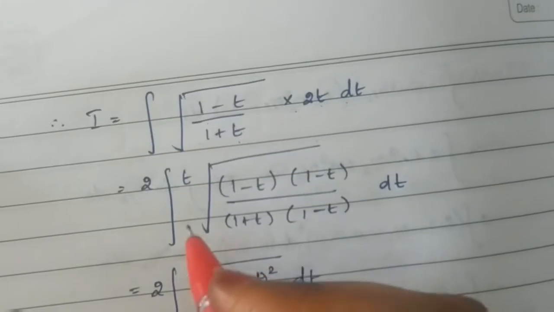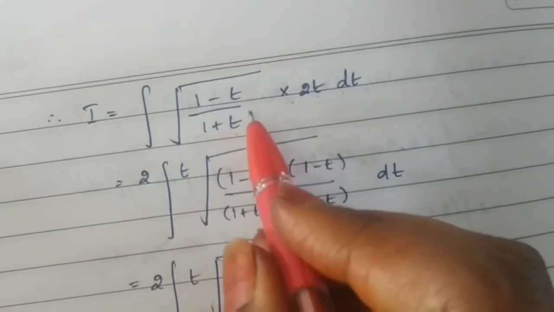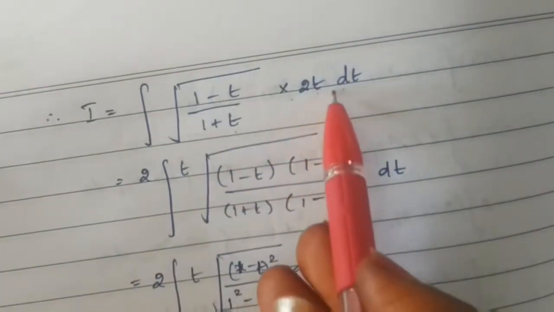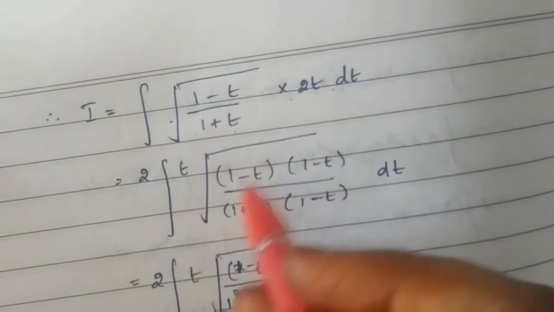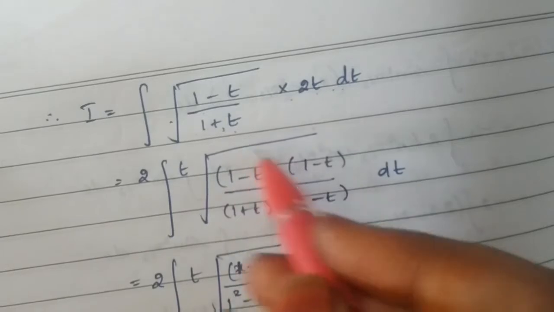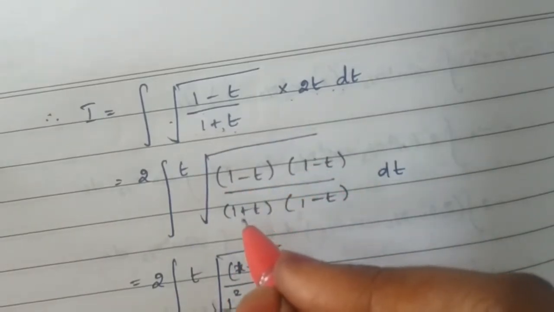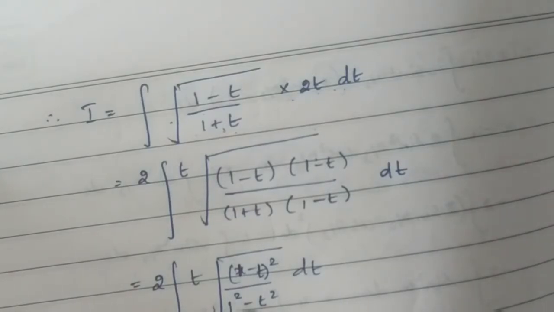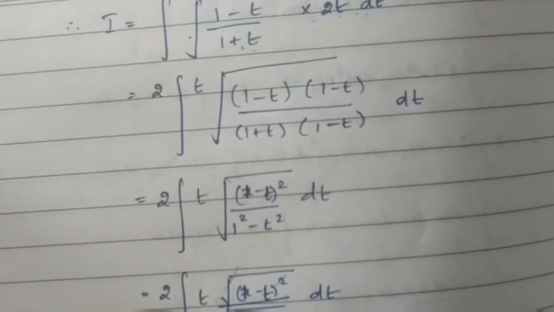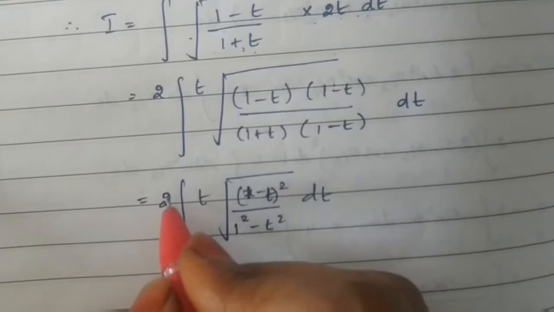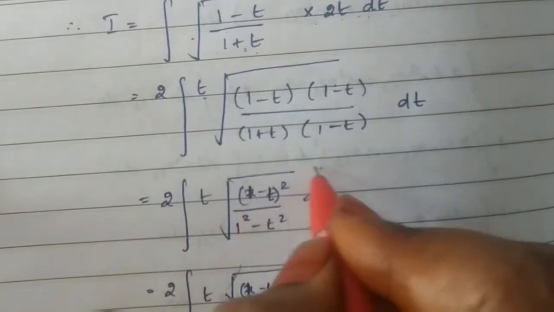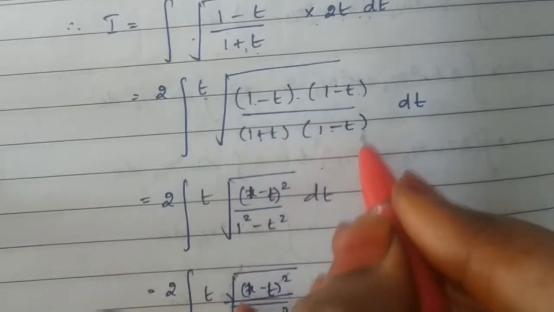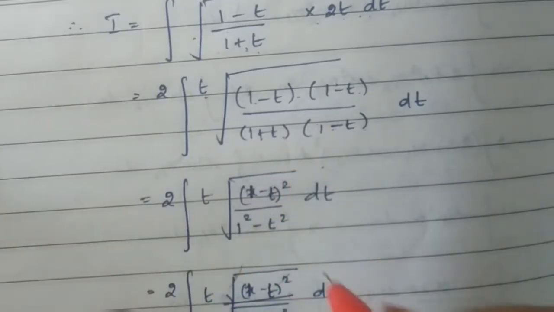Take 2 outside, t here. Here what we are going to do is conjugate. If it is in terms of root, as I told, you need to conjugate. Bring this t to the front, root of 1 minus t into the conjugate of this, which is 1 minus t. So 1 minus t the whole square here, divided by 1 minus t squared, into dt. Is it clear? Therefore, the integral becomes 2 into integral of t into root of 1 minus t the whole square divided by 1 squared minus t squared, since a plus b into a minus b is nothing but a squared minus b squared, into dt.